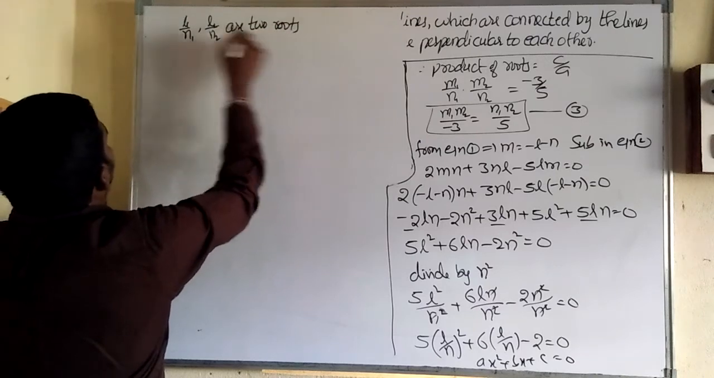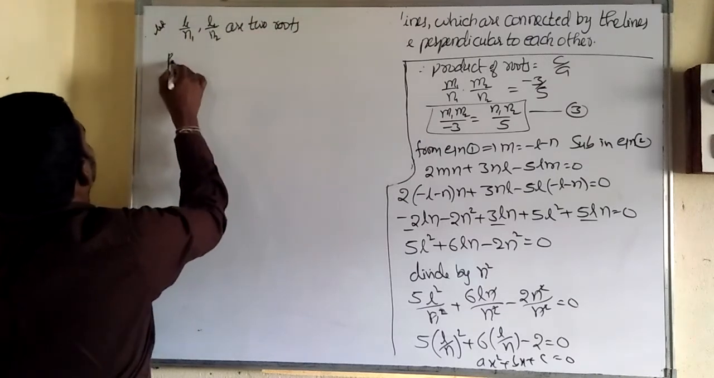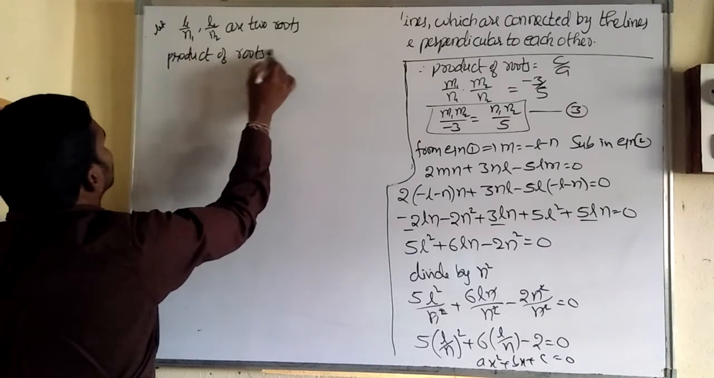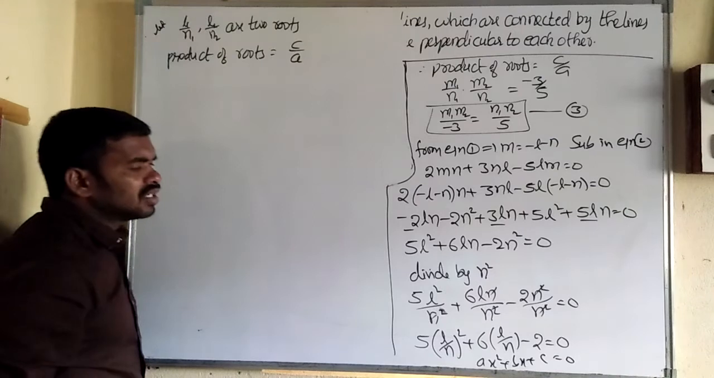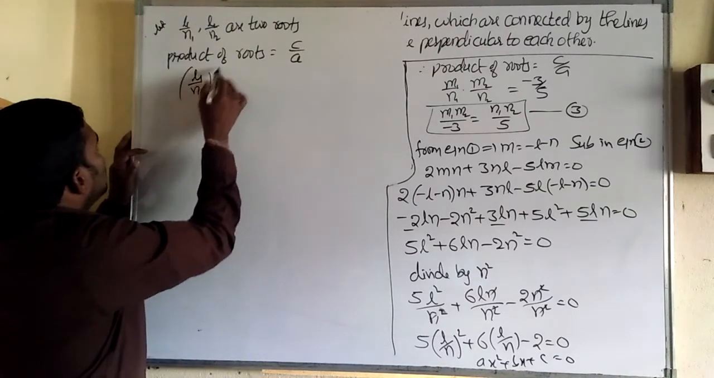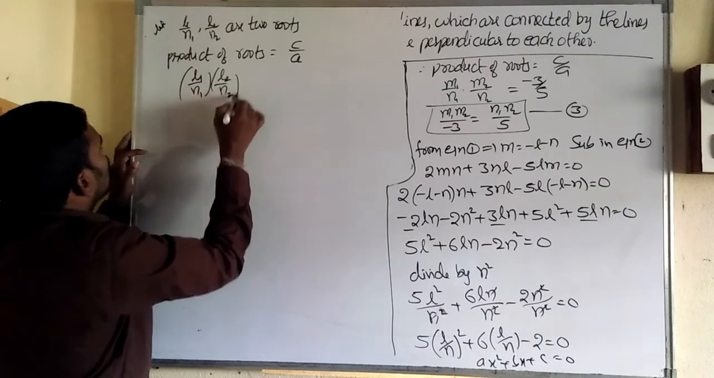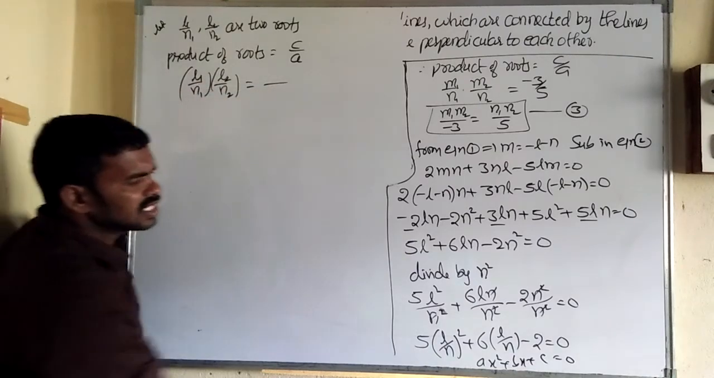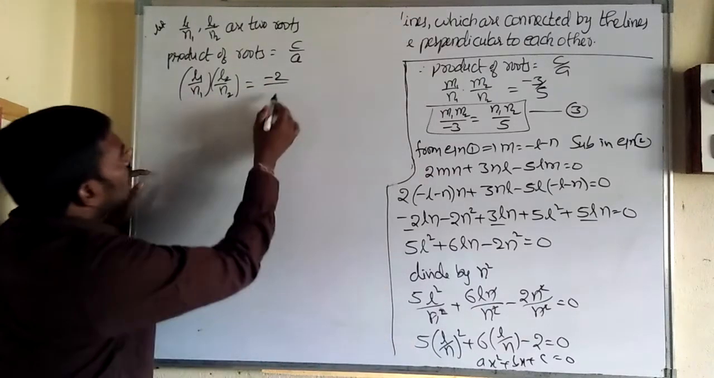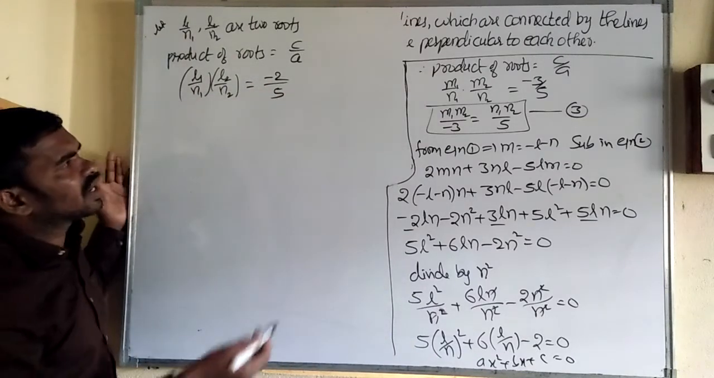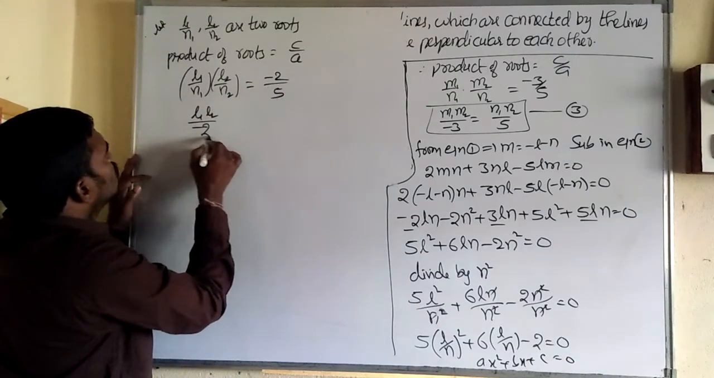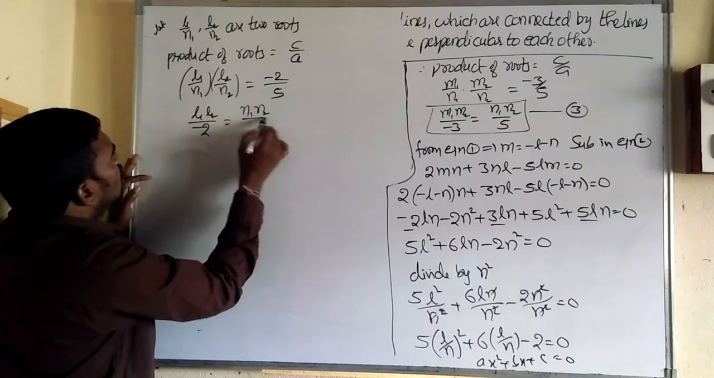So, same condition. Now applying product of the roots. So product of roots condition, what? C by A. So product means what? Multiplication of L1 by n1 and L2 by n2, so is equal to C by A. C means what? Minus 2. By A means what? 5. Okay. So we got the condition. So we can write L1 L2 by n1 n2, bring left side, minus 2 is equal to n1 n2 by 5.